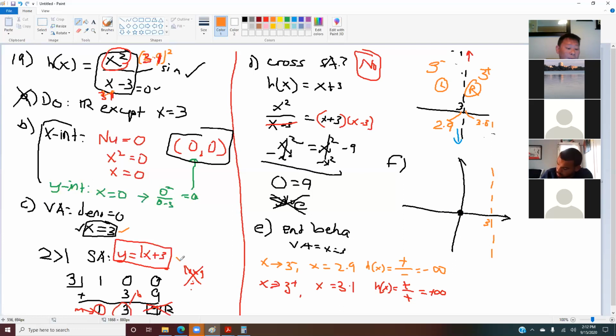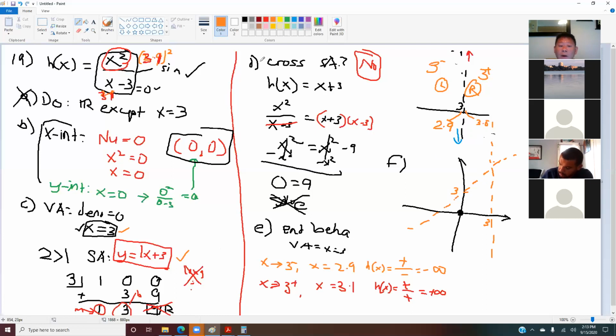And then you have to graph y equals x plus 3. As you know, your y-intercept is at 3, and the 1 means your slope is 1. So you go up 1 over 1, go up 1 over 1, go up 1 over 1, or go down 1. This is how you graph your slant asymptote, y equals mx plus b. This is the line that goes something like this. Now you have both your vertical and your slant asymptote.